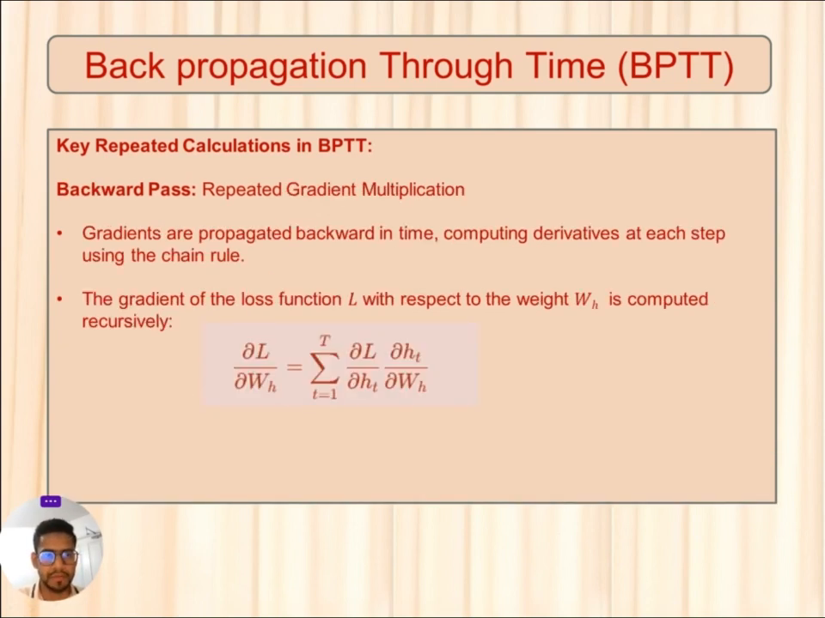What is happening in the backward pass? The main thing is repeated gradient multiplication. Gradients are propagated backward in time, computing derivatives at each time step using the chain rule. The gradient of the loss function L with respect to the weight is computed recursively through this formula. So the main concept is that the weight multiplication happens repeatedly, which is the main reason responsible for the vanishing gradient issue. This is the same formula.